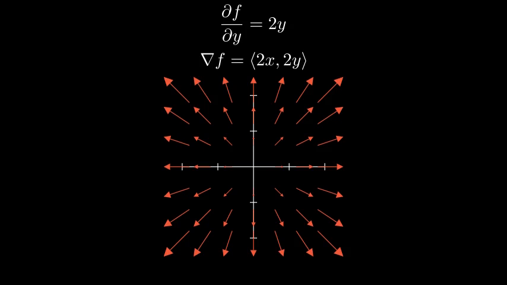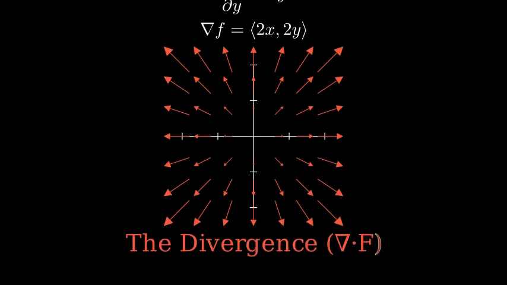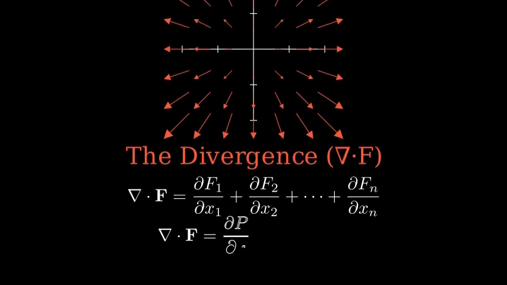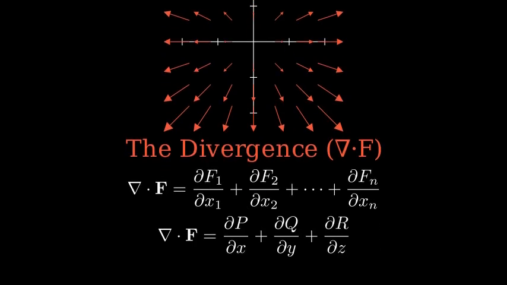Now, let's move on to the divergence. The divergence operator, denoted as del dot, takes a vector field and returns a scalar field. For a vector field f with components f1 through fn, the divergence is del dot f equals the sum of the partial derivatives, partial f1 over partial x1 plus partial f2 over partial x2 plus, and so on through partial fn over partial xn. In 3 dimensions, for a vector field with components p, q, and r, this would be del dot f equals partial p over partial x plus partial q over partial y plus partial r over partial z.